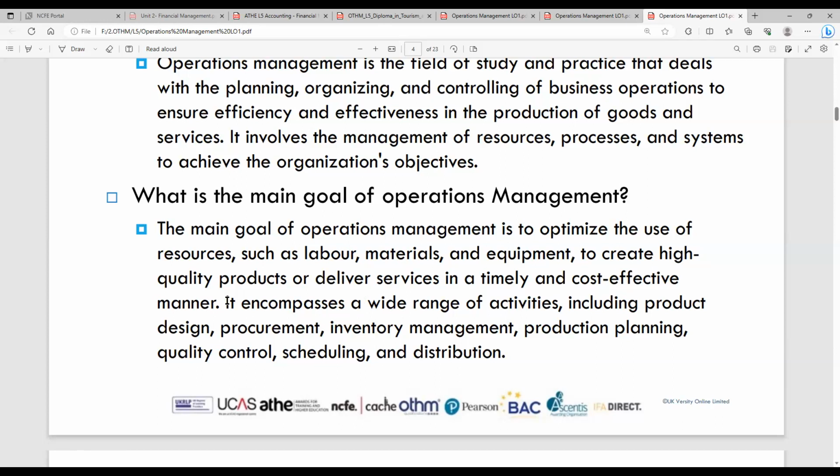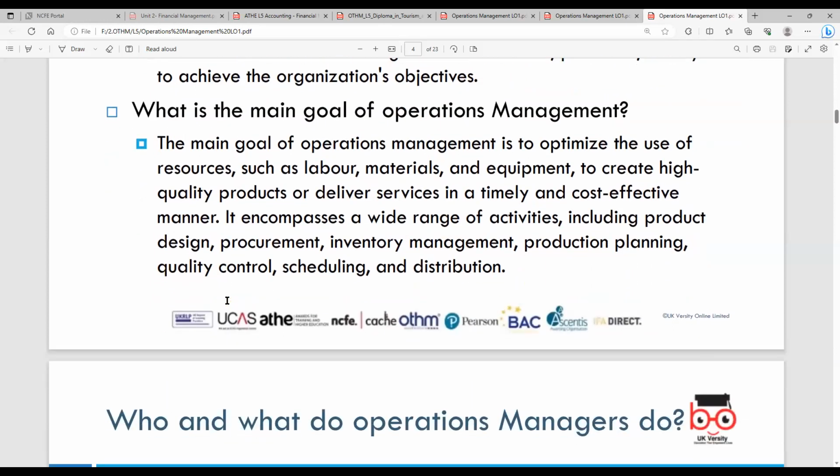Operations management specifically looks at activities like product design, procurement, i.e. inventory management, stock management, production planning, quality control, scheduling, and distribution. When we are talking about operations management, it used to be called production management in the past, but over the years it has become operations management. So the main goal is to look at the activities and make sure that they are run efficiently, right?